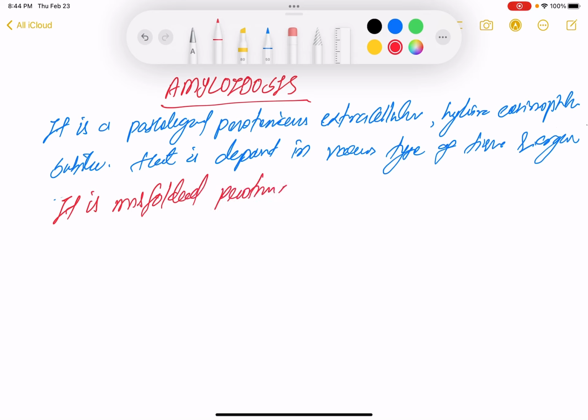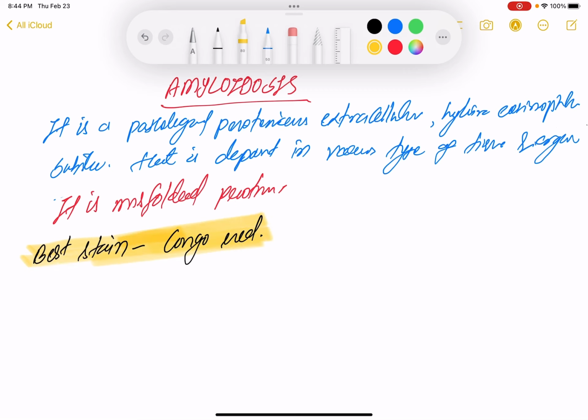And for amyloidosis, the best stain uses Congo red. So do remember, friends, it is very important for our MCQ exam. For amyloidosis, the stain used is Congo red.